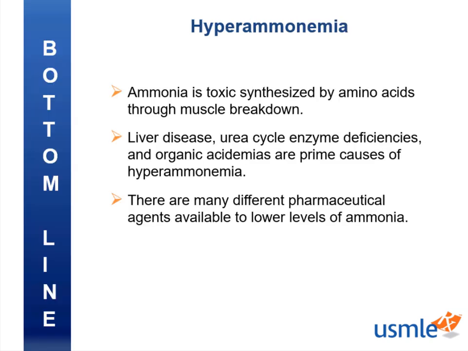Alright, so the bottom line: ammonia is a toxic substance synthesized by amino acids through muscle breakdown. Liver disease, urea cycle enzyme deficiencies, and organic acidemias are prime causes of hyperammonemia. And lastly, there are many different pharmaceutical agents available to lower levels of ammonia, including lactulose, rifaximin or neomycin, and amino acid binders, benzoate or phenylbutyrate.